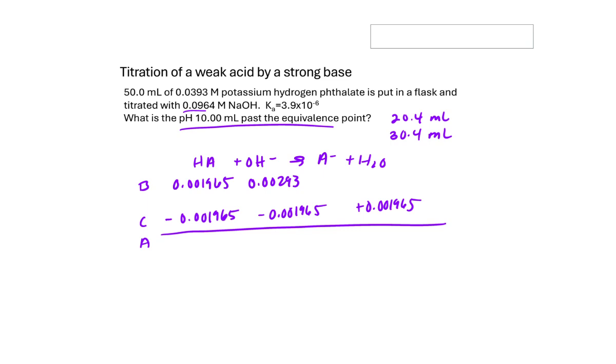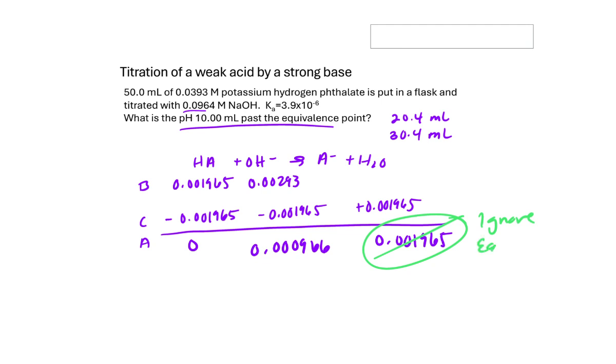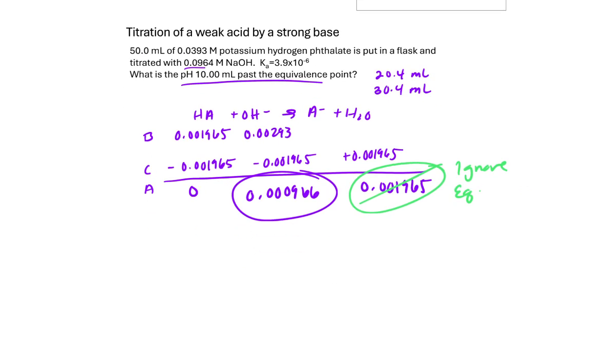After, we're going to have 0 moles of HA, we're going to have 0.000966 moles of OH minus, and we do have 0.001965 moles of A minus, but we're going to ignore this equilibrium because it's going to contribute such a small amount to the pH. So we need to only consider the excess hydroxide. And again, we need to calculate the concentration of hydroxide.